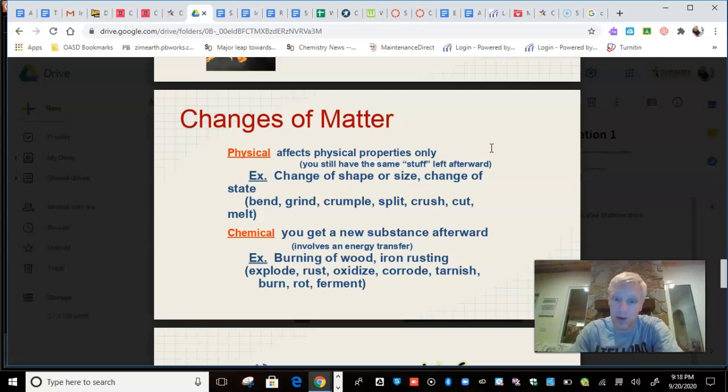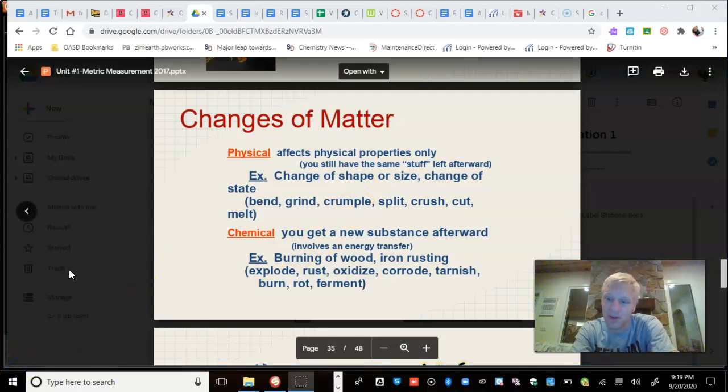Examples would be burning of wood. You get something new? Yep. You get smoke, you get ash, you get flame. Iron rusting. You get something new? Yeah. You get a bicycle that no longer pedals because it's rusted shut. Explosion, tarnishing, you're getting something new. Rotting, good fruit, bad fruit. All examples of chemical change. Key is something totally new is formed.